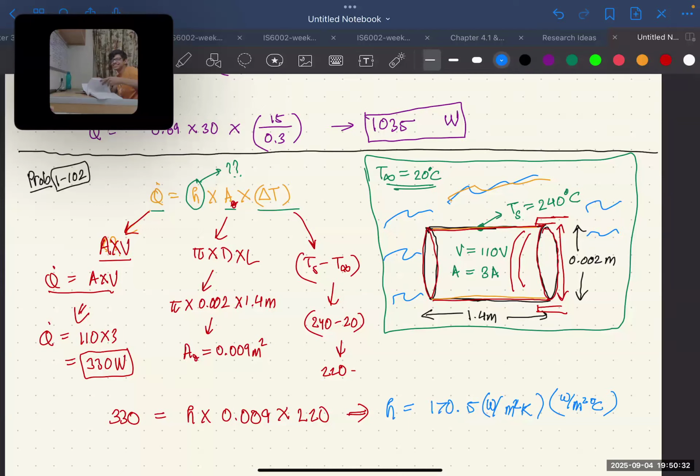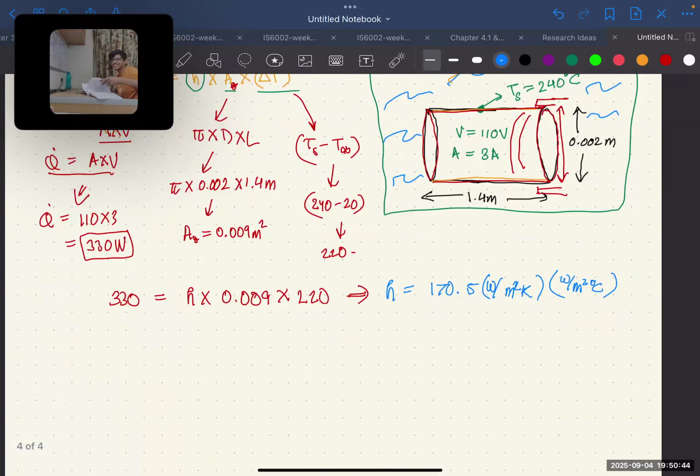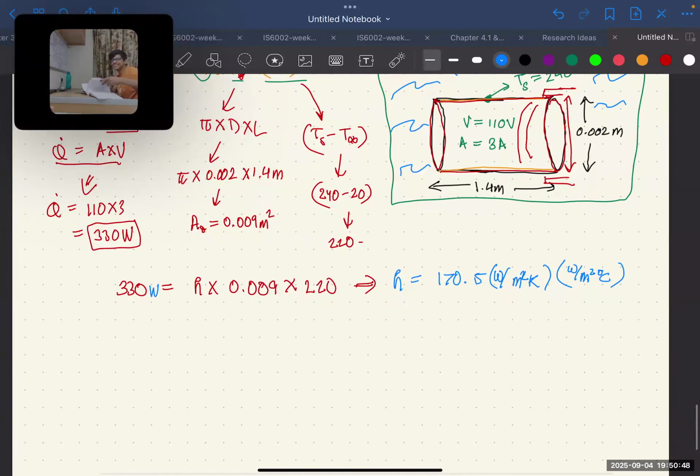You will solve everything nicely, but at the end you will forget what the unit of the heat transfer coefficient is. You are grown up enough to calculate it using dimensional analysis as well. 330 is in watts, this is meter square, this is degree Celsius. So what is the unit of h? h has the unit watt over meter square degree Celsius. Very good. This is correct.